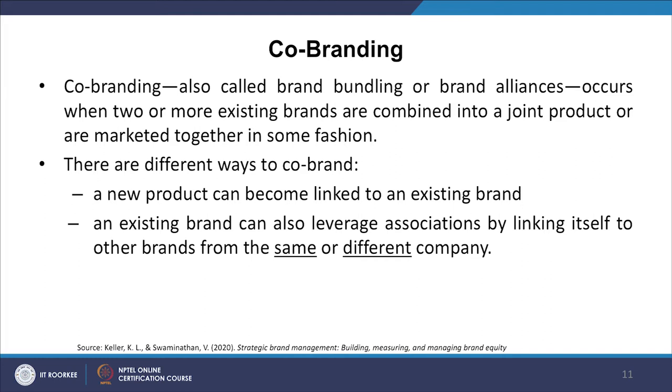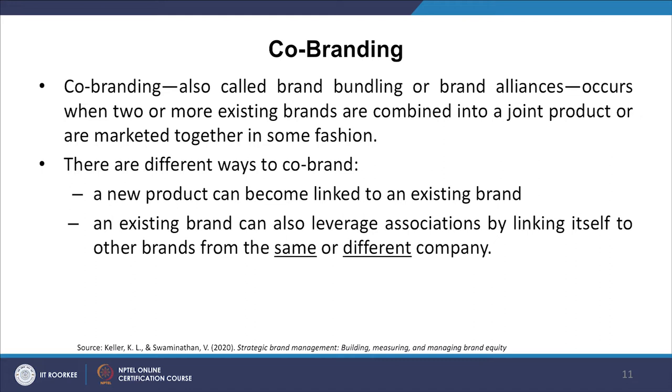So you see, co-branding, also called brand bundling or brand alliance, occurs when two or more existing brands are combined into a joint product or are marketed together in some fashion. It is related but different from ingredient branding. I will be coming back to it later on. But you see, there are different ways to co-brand. A new product can become linked to an existing brand. An existing brand can also leverage associations by linking itself to other brands from the same or different company and so on.